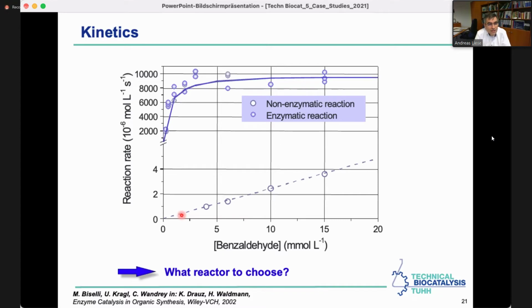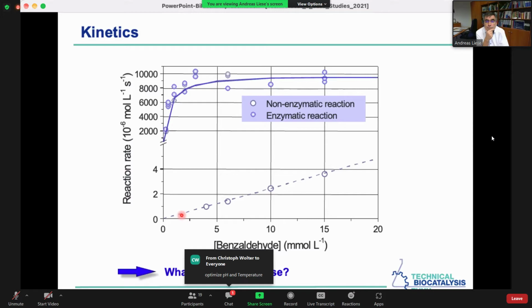How could you still fight this? How could you still prevent this, to have an even more pronounced enzymatic biotransformation and even less non-catalyzed reaction? What other parameters do you need to know that you asked me to analyze? Okay, optimize pH and temperature. One of your colleagues is saying, absolutely right.